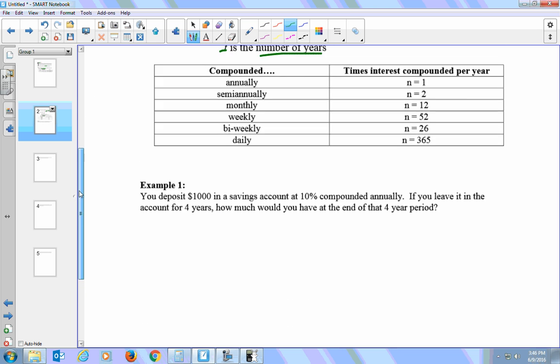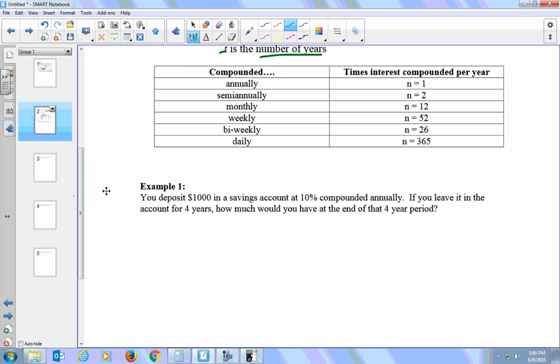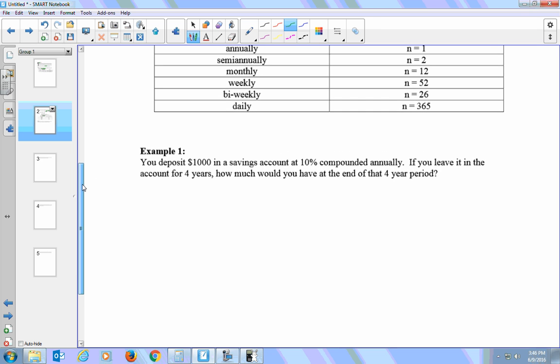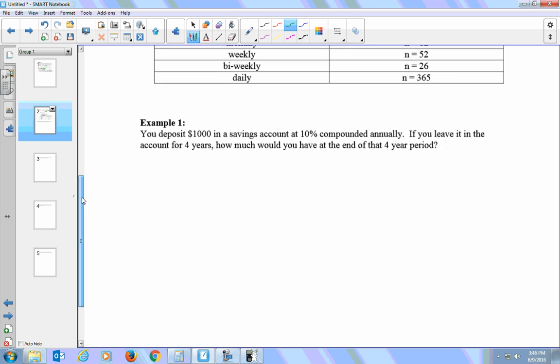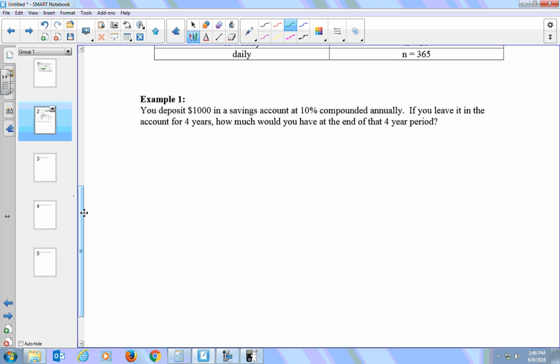So let's try an example. You deposit $1,000 in a savings account at 10% compounded annually. If you leave it in the account for 4 years, how much would you have at the end of that 4-year period? So if we write out our formula, we have A equals principal times 1 plus our rate over our number of times we compound, n, to the n times t.